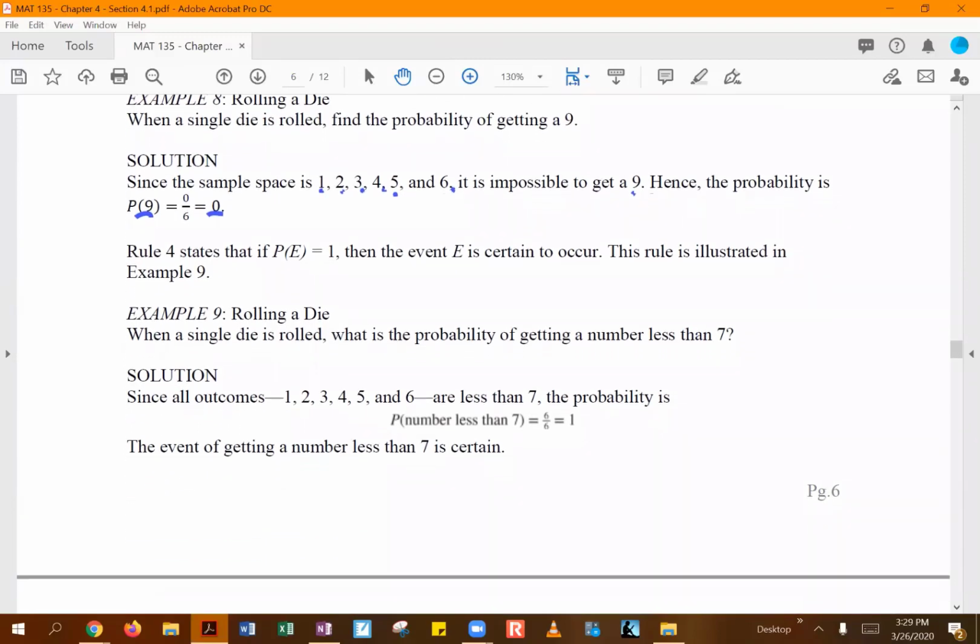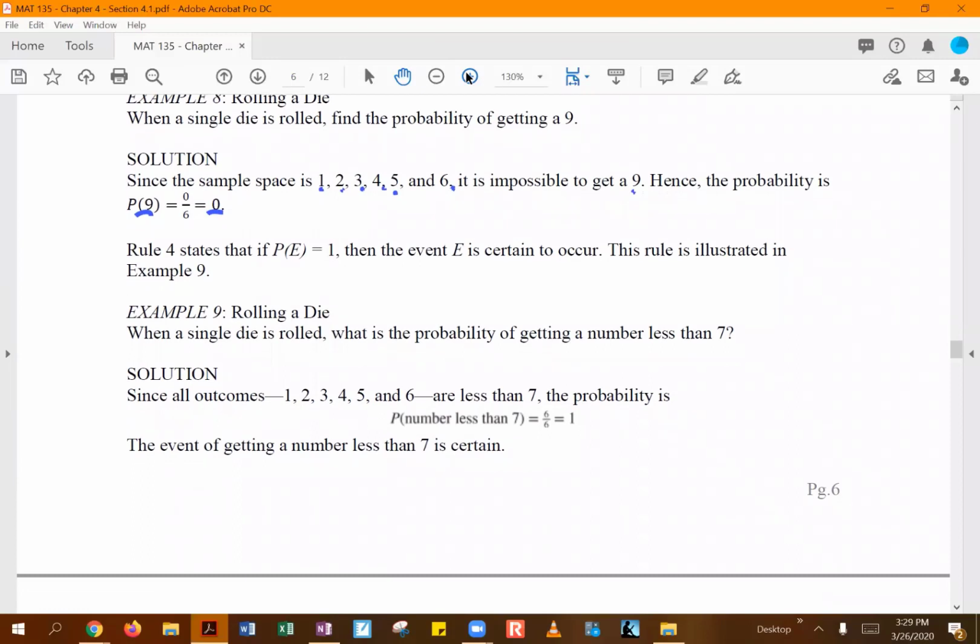Okay, now what about, again, we roll a single die, and this time they want to know what is the probability of getting a number less than 7? Well, we know all of these numbers are less than 7, right? So if we get any one of these as our answer, they are all going to be less than 7, which means the probability of getting a number less than 7 is going to be 6/6, which is a total of 1, right? 6 divided by 6. So in this case, we would say when you roll a die, the certainty of getting a number less than 7 is going to be 1, because our probability is 1. We know this event is certain.